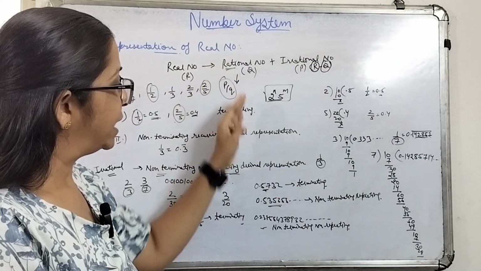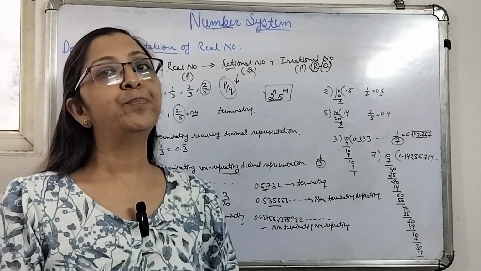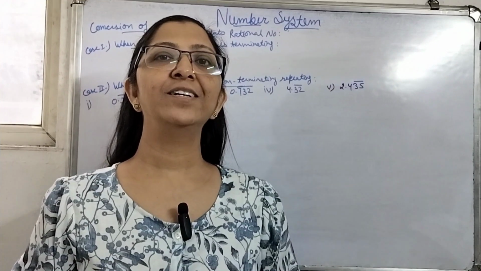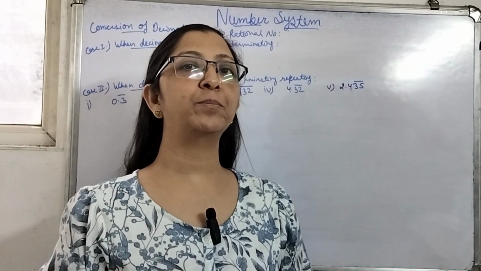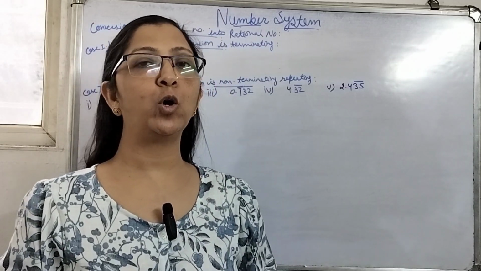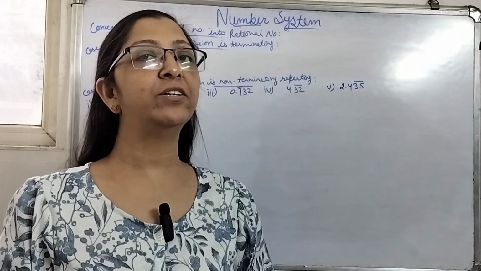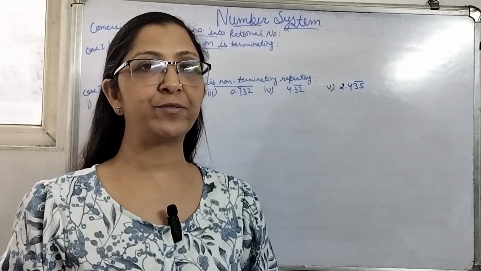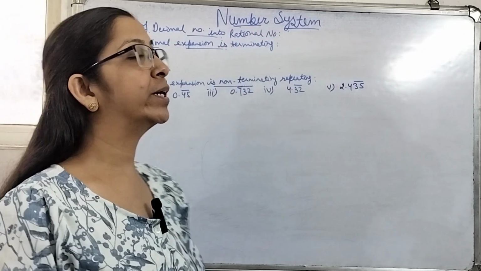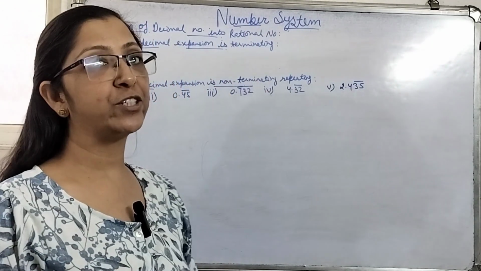So by simply seeing the decimal representation, we can come to know whether the number is rational or irrational. Just now we have seen that the decimal representation of a rational number is either terminating type or non-terminating repeating type. And how to convert a rational number into decimals, we have just seen. Now let's see, if the decimal representation is given, how we can convert it into the form of P upon Q, into the form of rational numbers.